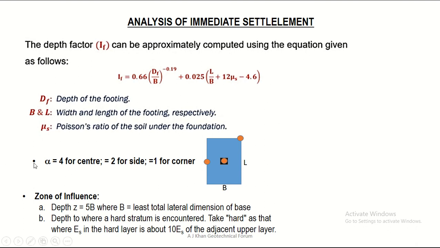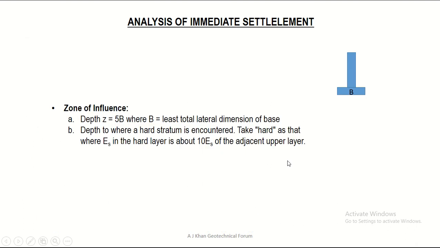Okay, and I was talking about this alpha factor. When you are calculating settlement at the center, alpha will be equal to 4, considering the contribution from all 4 quarters of the plan dimension of the footing. And for the sides it will be 2, and for the corner it will be 1. Okay, and next let us talk about the zone of influence. Remember, for bearing capacity analysis as well, we considered a zone of influence, and that was equal to the width, the least dimension of the footing.